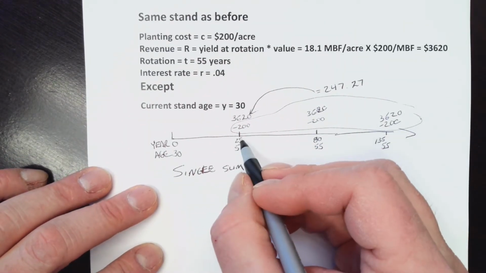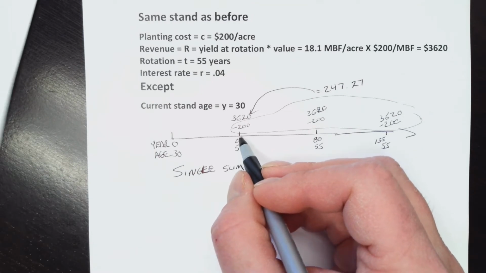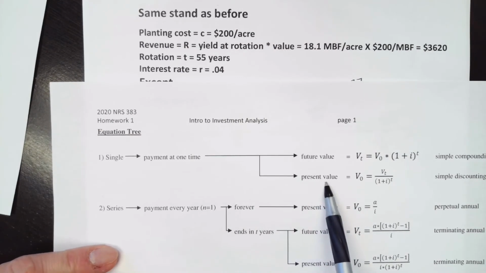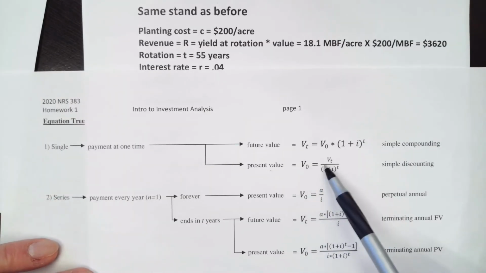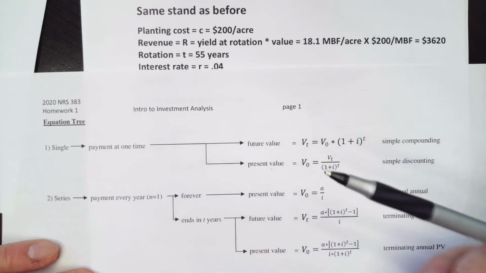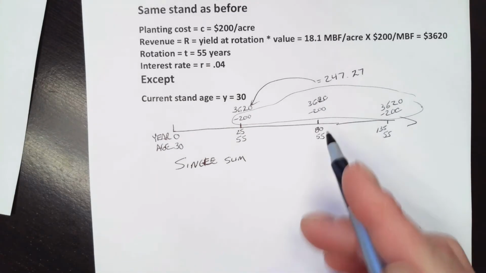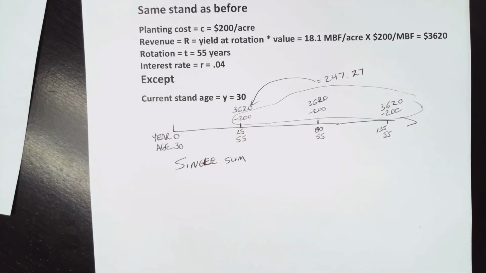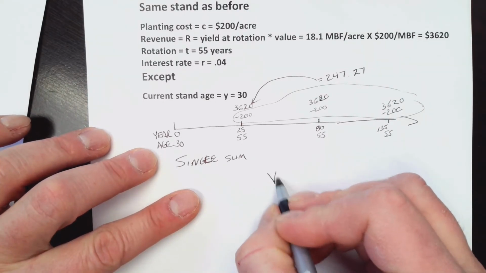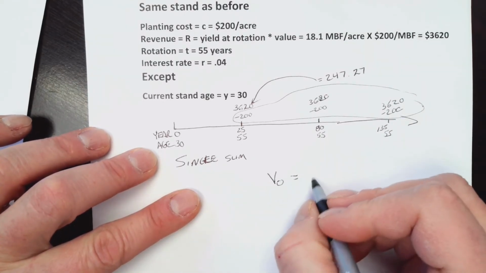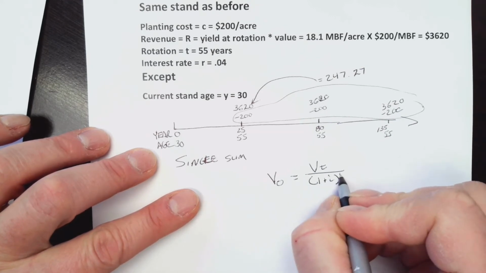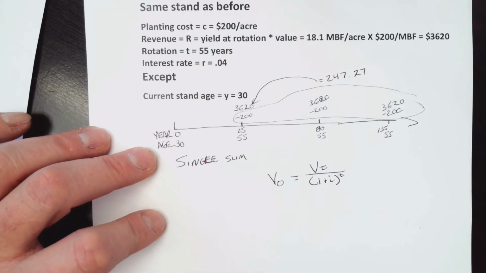And we have those out here. Because they're out here and we want to slide them left, that means we want a present value. Sliding things to the left is discounting, and sliding things to the right is compounding, when you have this timeline of all these different values over time. So we're going to use the simple discounting equation, which is V0 equals VT, the value in the future, over 1 plus i to the t. That's the equation that we're going to use.